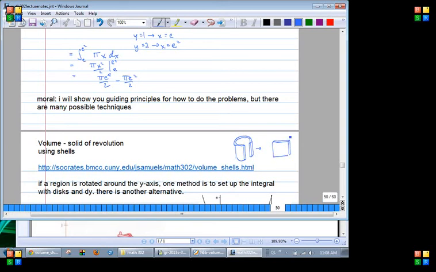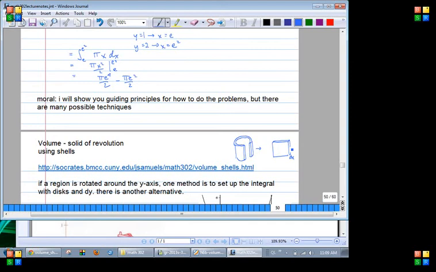So when you unroll it and flatten it out, you will get a thin rectangular solid. Now the question is, what are the dimensions of this solid? Well, the thickness, as we know from the way we made our little rectangles before we revolve them around, is dx. So right there we've got dx. Okay. What is the height?